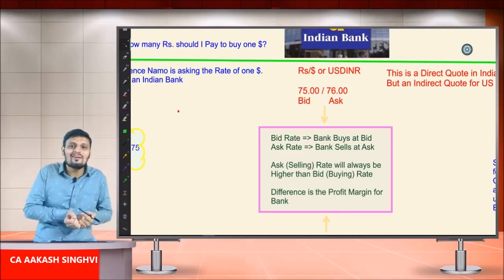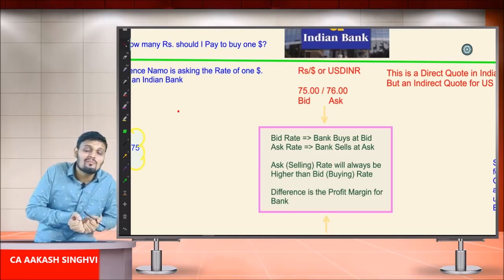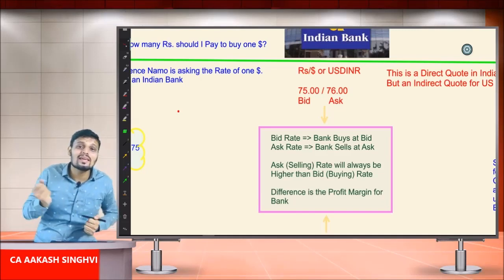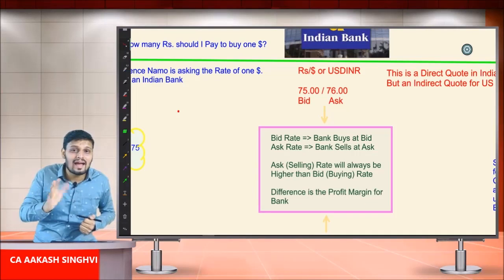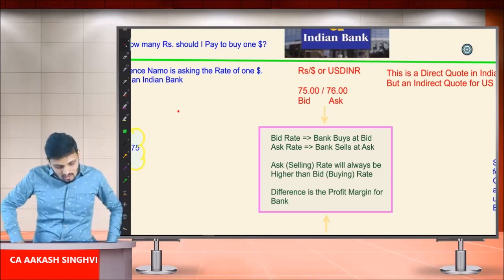So bank will buy dollar from exporter and bank will sell dollars to whom? Bank will sell dollars to the importer. Done, as simple as that. So majority of our questions will be based on exporter and importer, right? Okay.